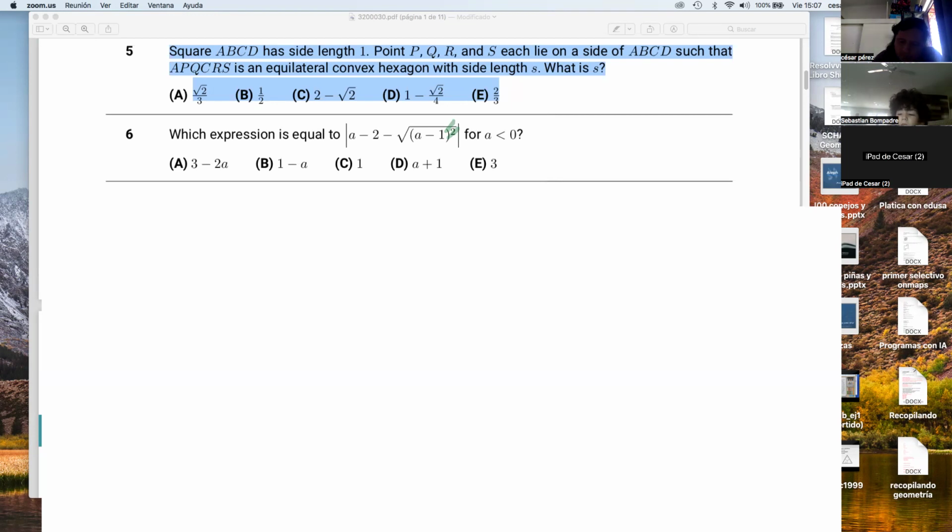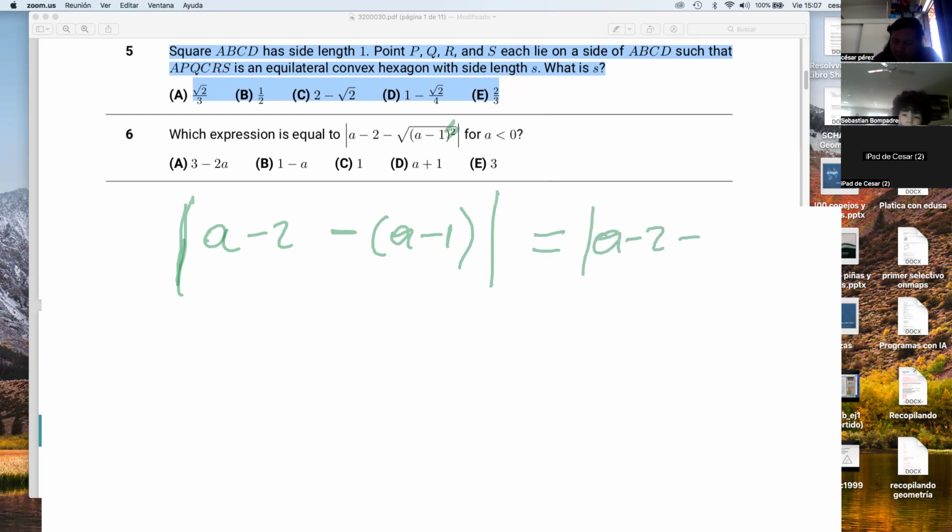So we will have absolute value of a minus 2, minus a minus 1. So we will have a minus 2 minus a plus 1. Just to cancel, we will get minus 1, absolute value of minus 1. So we will get this.